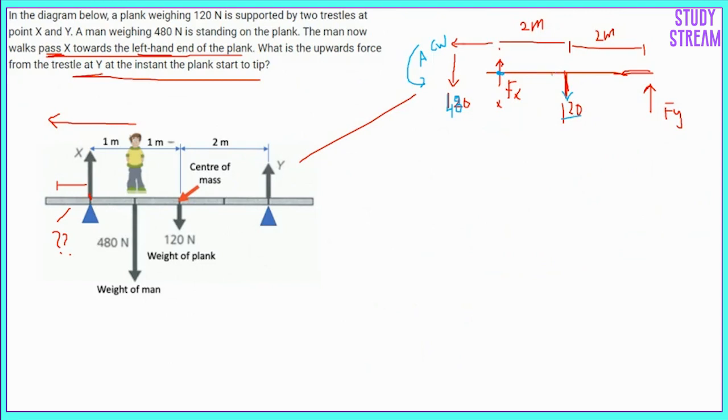Are you lost right now? No, but I was just confused about the 480 and 420, just like you. But yeah, no, it makes sense. So 480 is the weight of the person, and 420 is the force that we calculated.